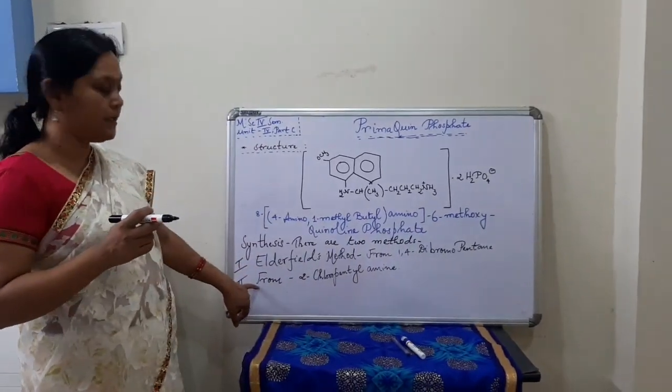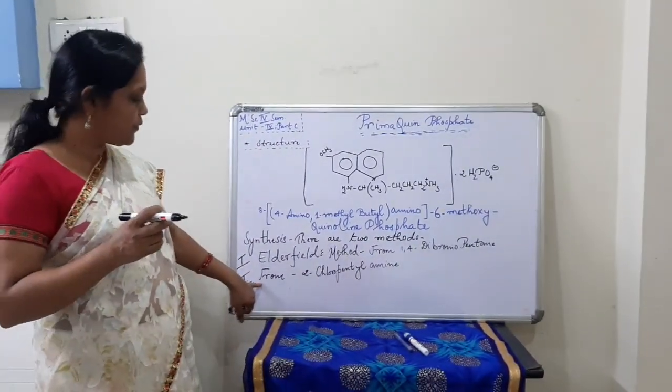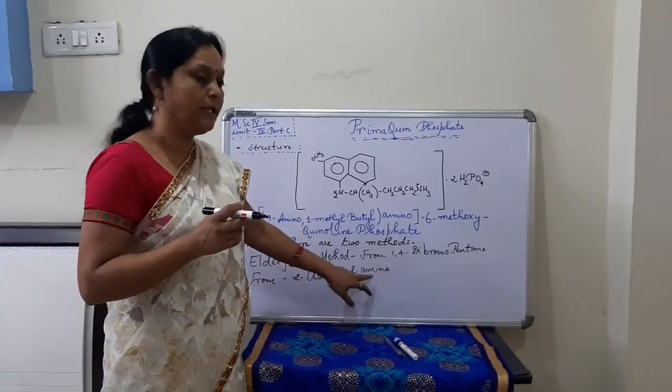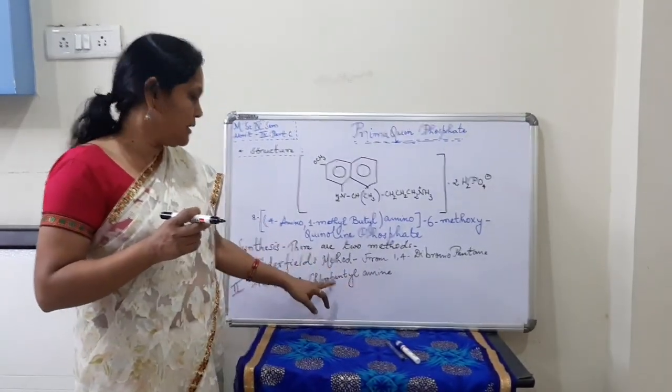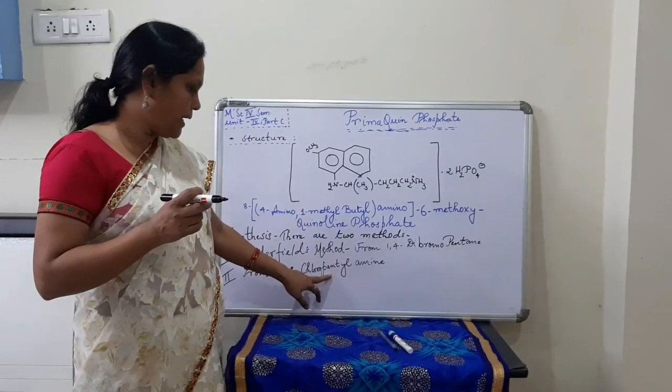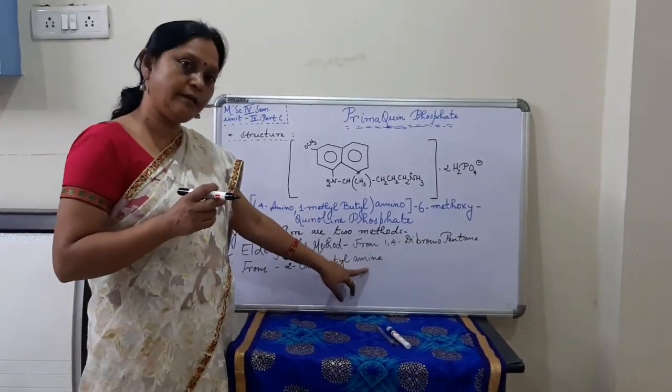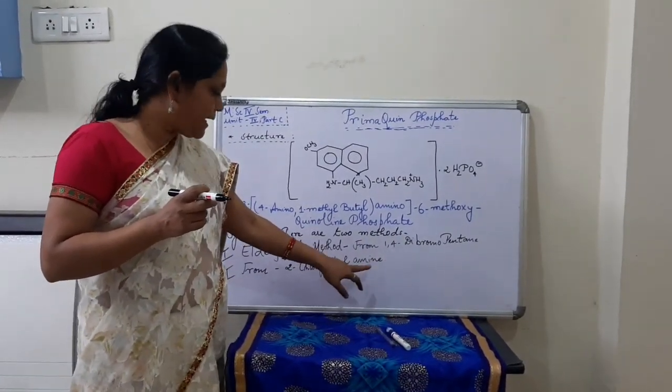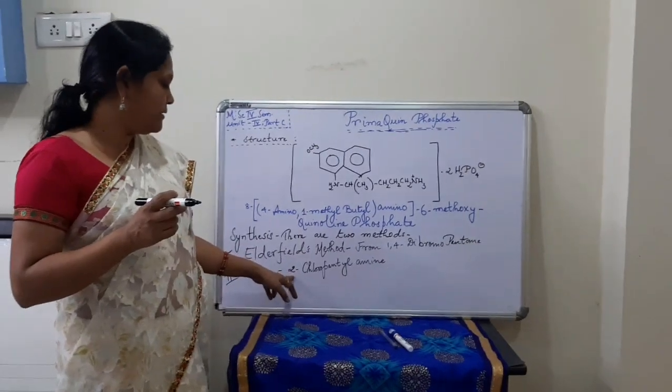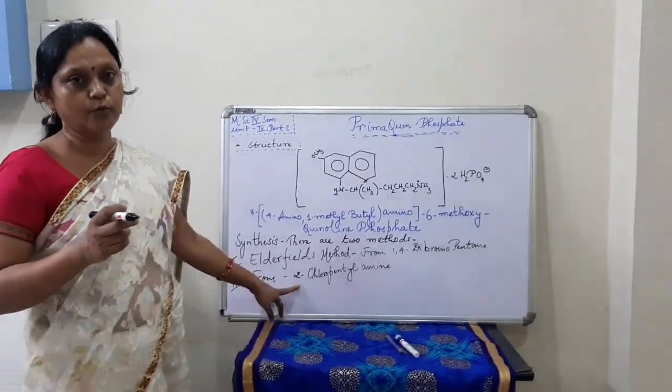And the second method is, the side chain we will prepare is from 2-chloropentylamine. Again the word root is pentyl, that means 5 carbon atom. It is again first converted into amino group, and in the second carbon we will have one chloro group.